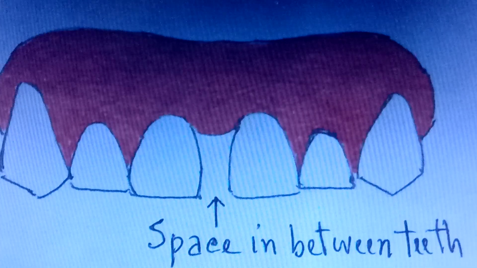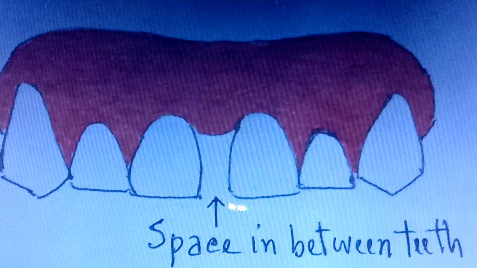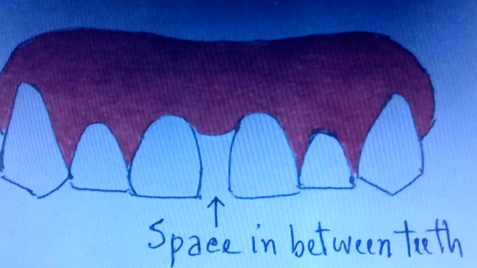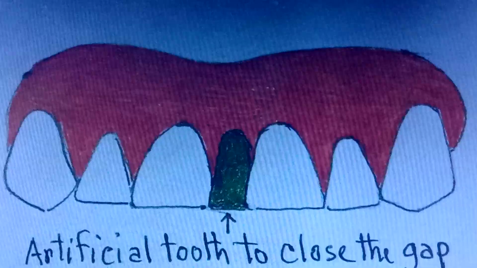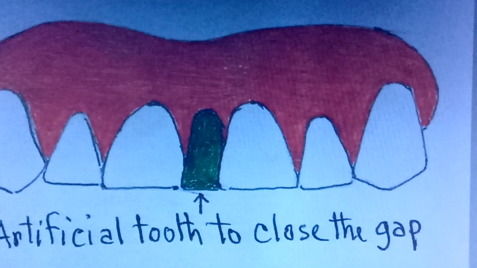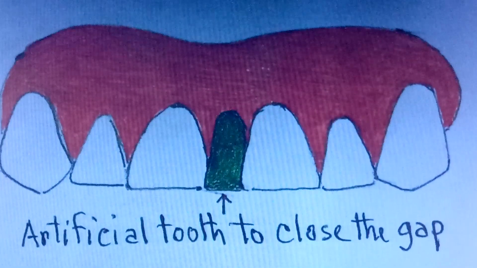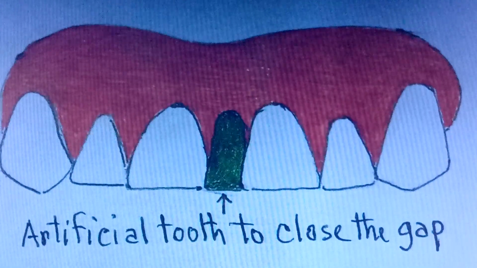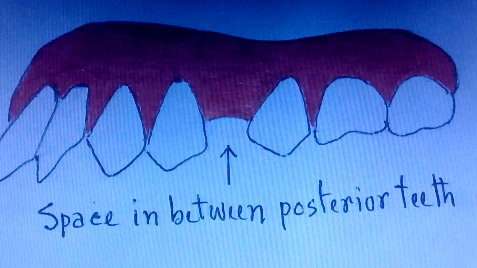For example, in the case of anterior teeth, we prepare artificial teeth of the same size as the spacing and attach the artificial tooth to close the gap. In the case of posterior teeth, we did the same.